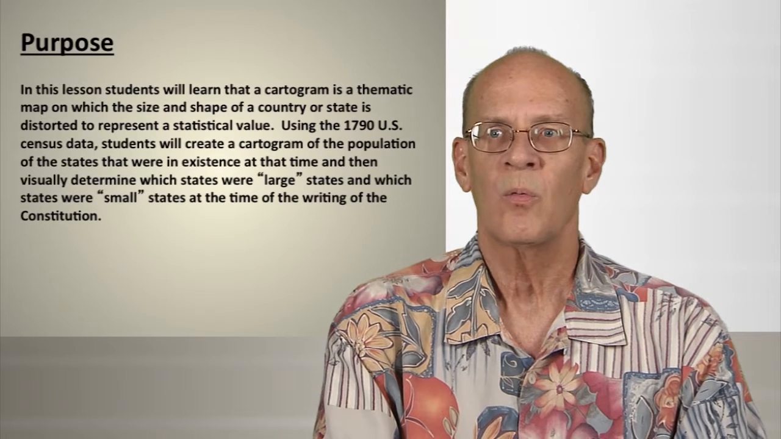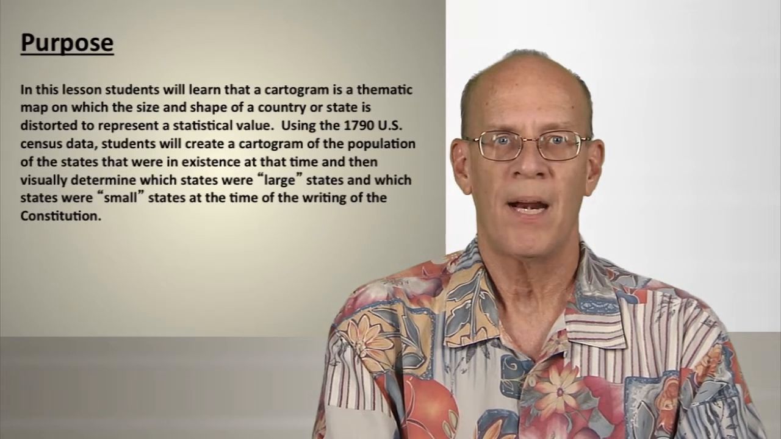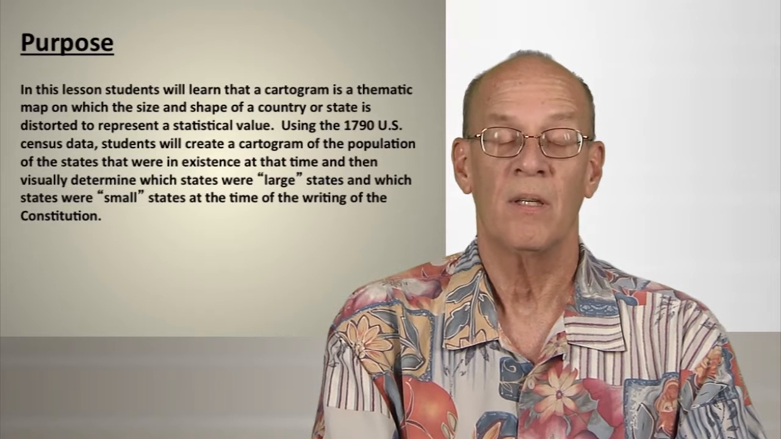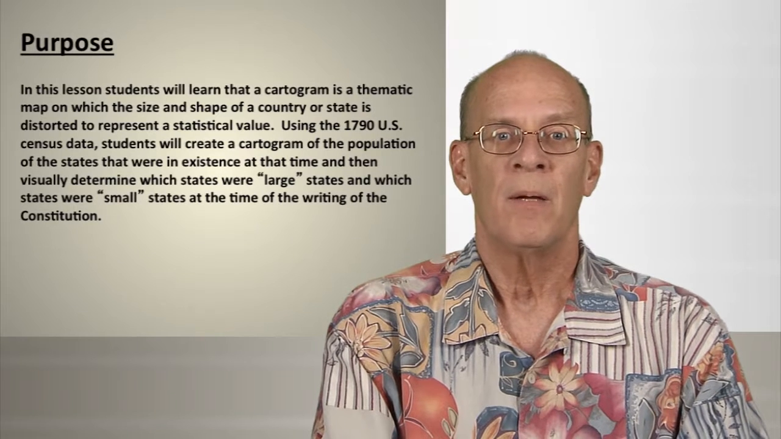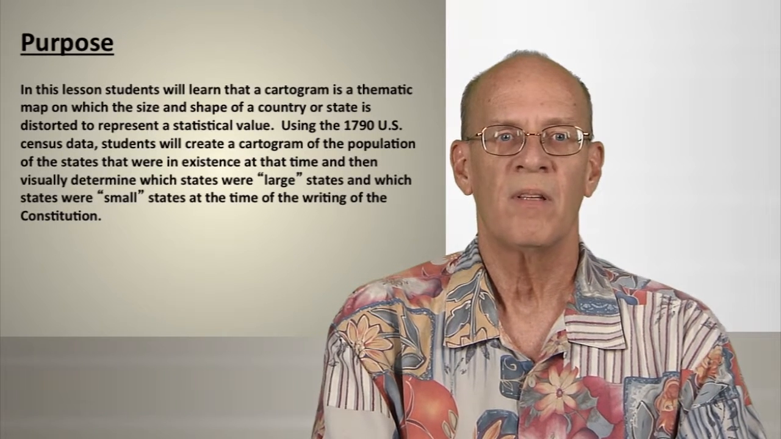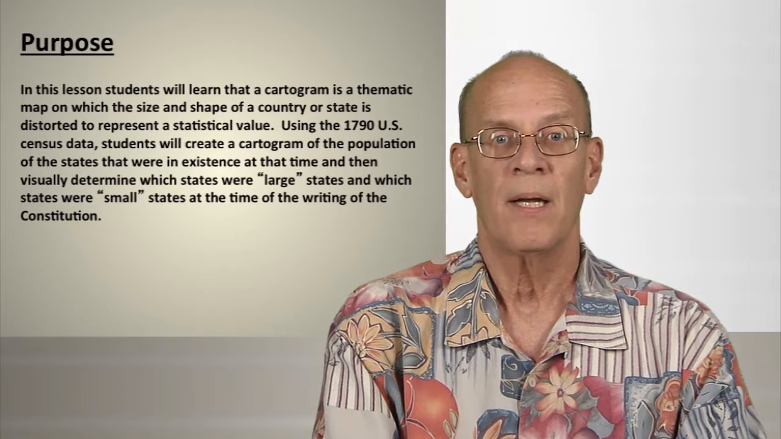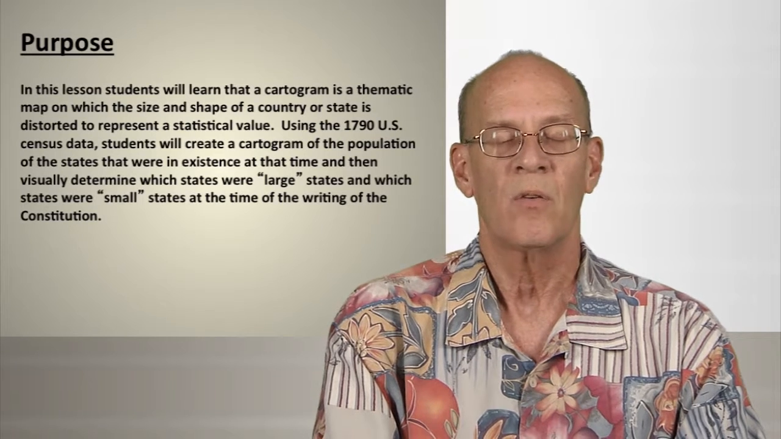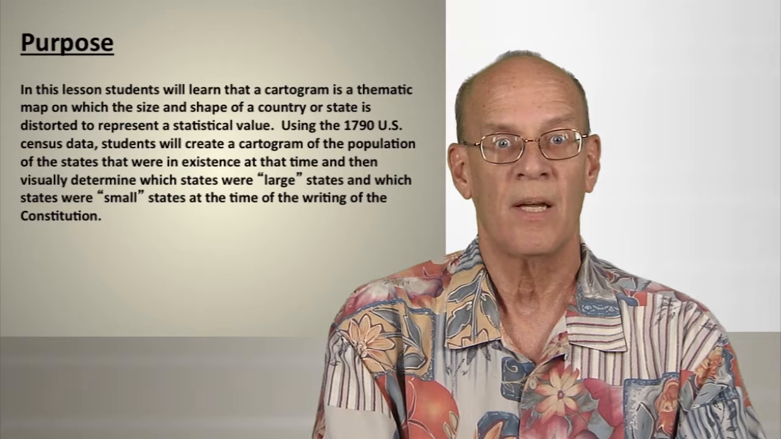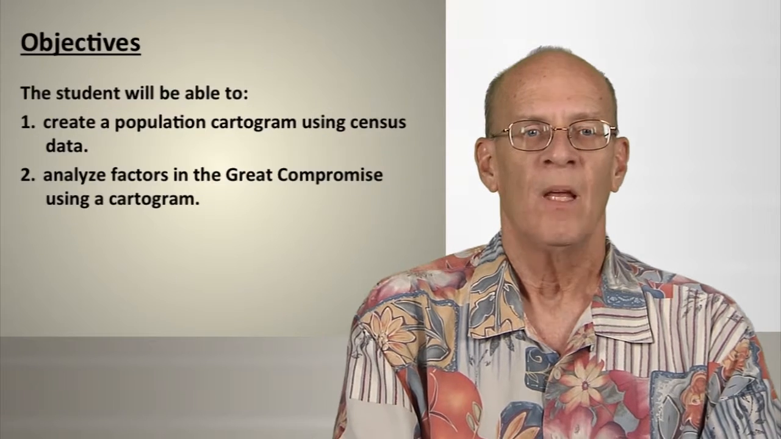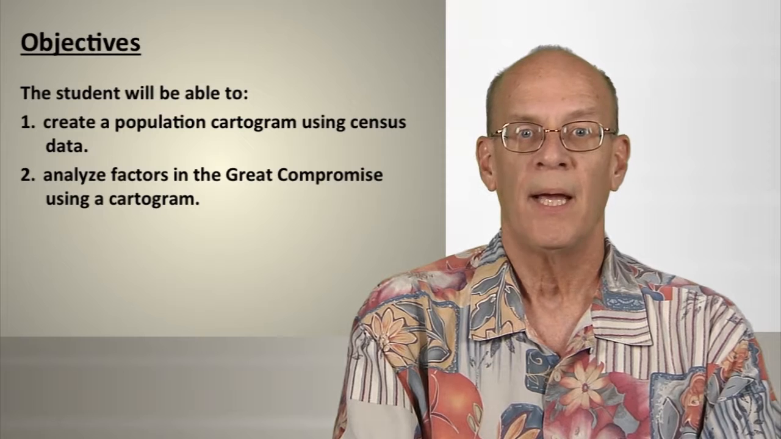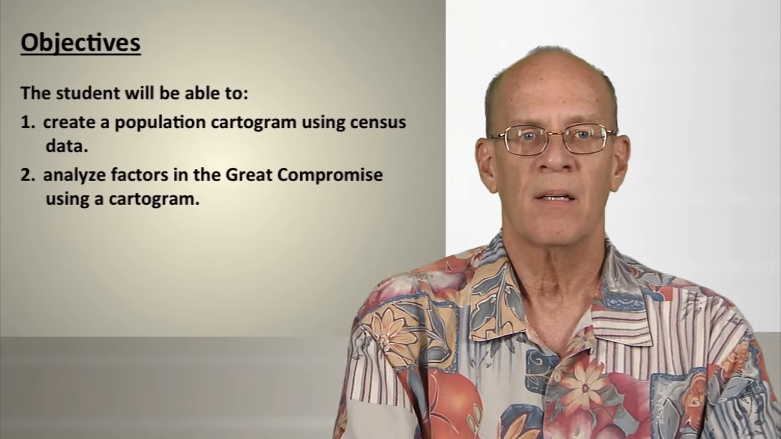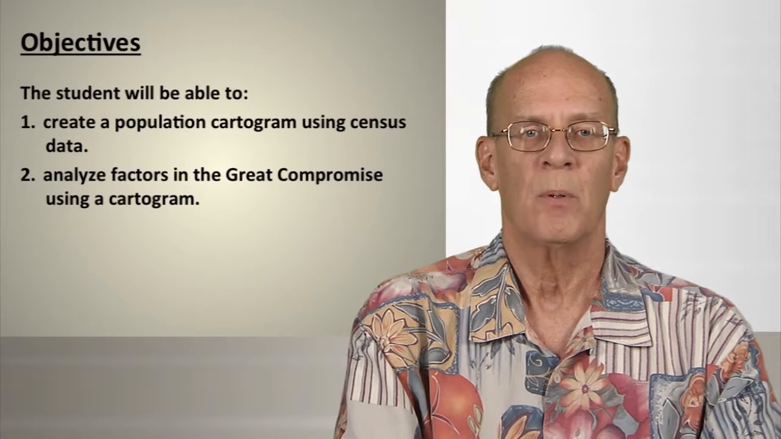In the lesson, students will learn that a cartogram is a thematic map in which states are distorted based on statistical information, in this case population. The information that the students will be using is based on the 1790 census, and they will actually create a cartogram of what the United States looked like at that time based on the population, so that they have a better understanding of what made a large state versus what made a small state. We have 2 objectives for the lesson: to create the cartogram using the census data, and then use that cartogram to analyze the factors that went into making the Great Compromise.